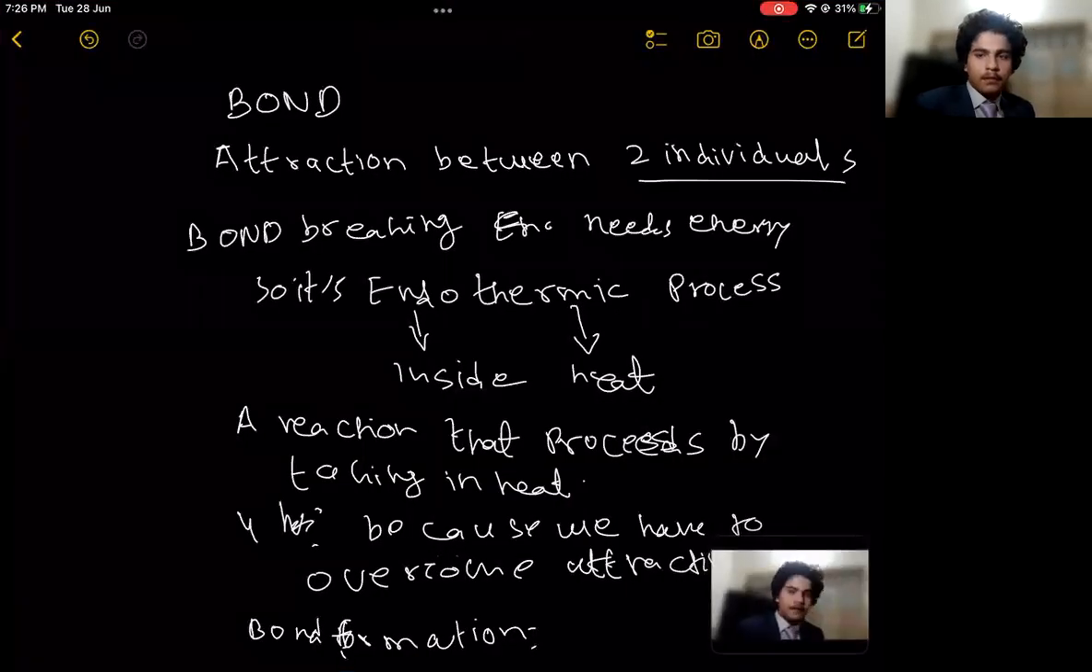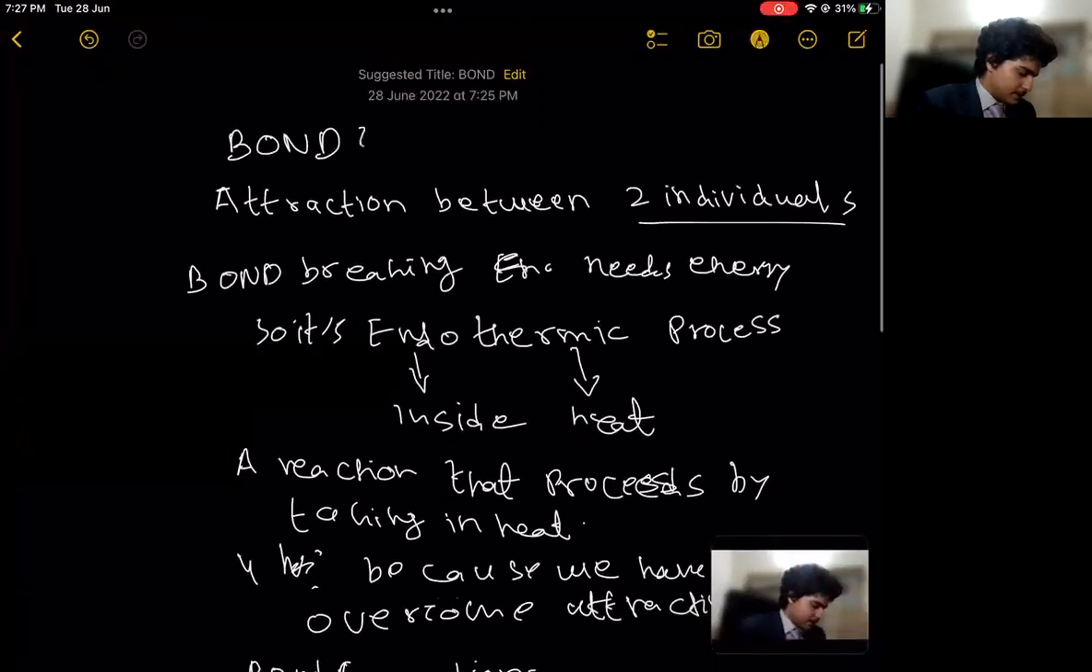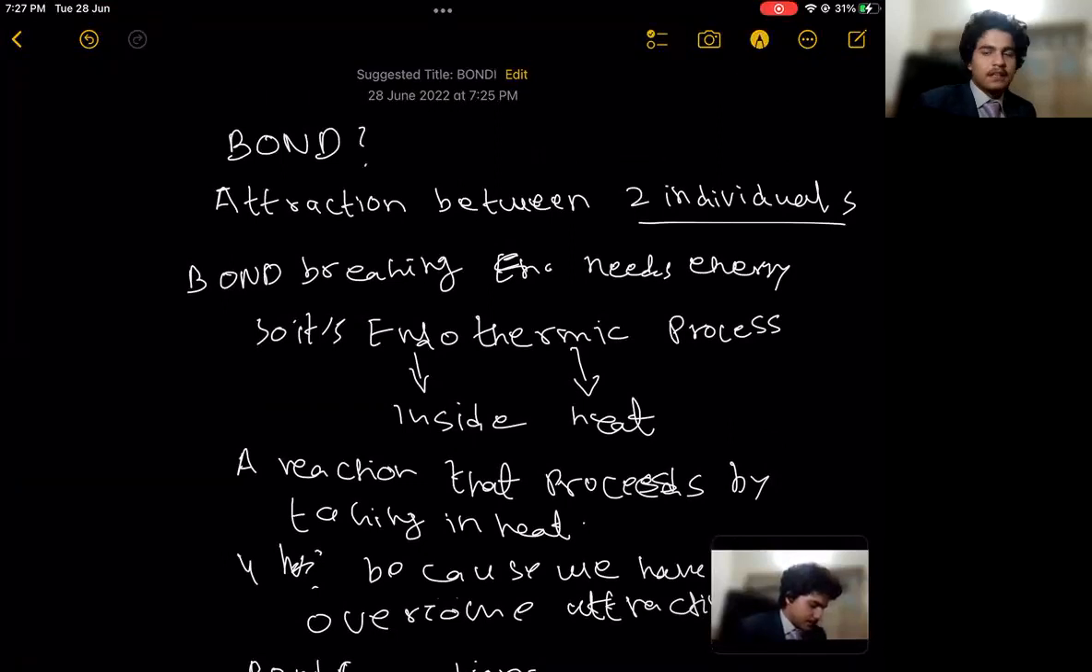Today we'll learn about bonds and bond formation, bond breaking, and the enthalpy changes that these processes cause. Okay, first of all, what is a bond? Bond is attraction between two individuals. Now, it can be atoms, it can be molecules, depending whether the process happening is a chemical process, a chemical reaction, or a physical process like melting, evaporation, or condensation.